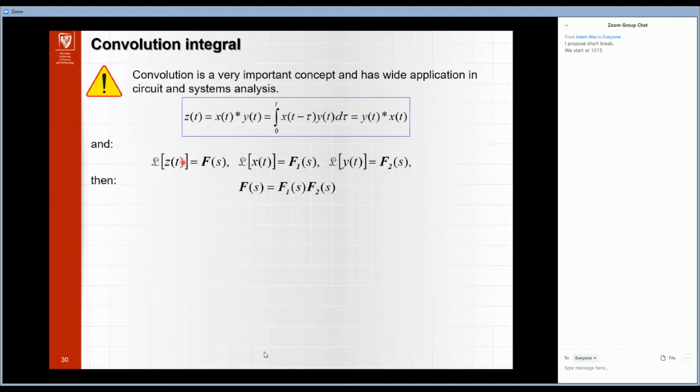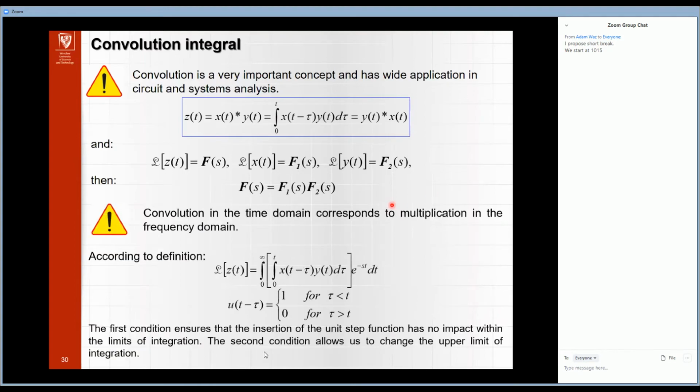And so we have the transformation, and separately the transformations of these functions. When we describe it by convolution in the time domain, in the S domain it is just a multiplication of the transformations. So the important information: convolution in the time domain corresponds to multiplication in the frequency domain.